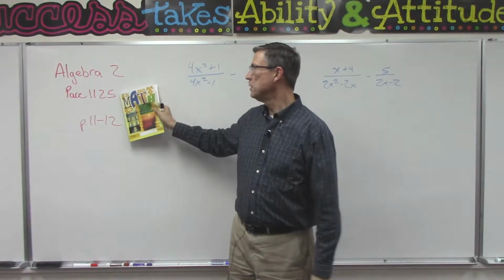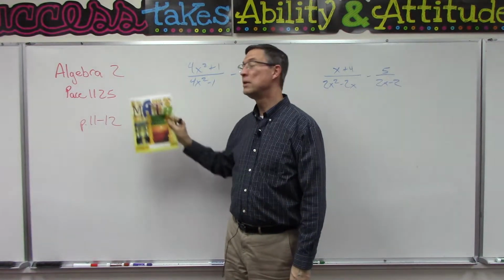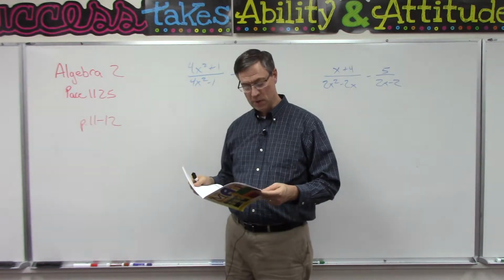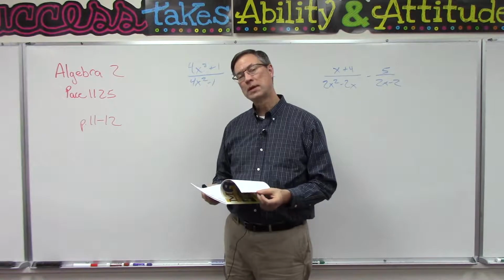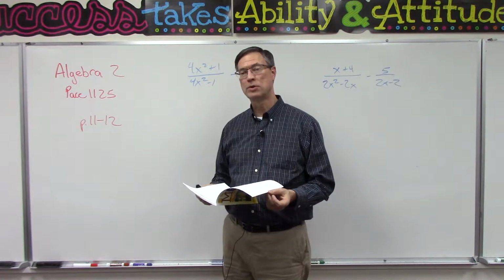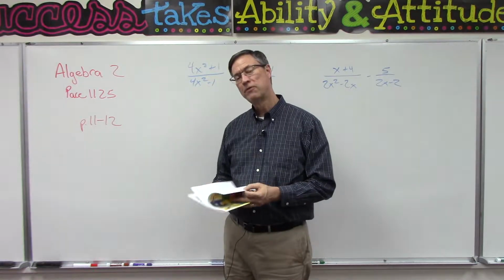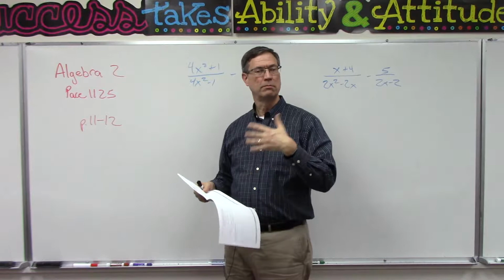Let's begin here on pages 11 and 12 of PACE 1125. In this lesson, we have only five problems. Yay! We're adding and subtracting fractions that have different rational denominators. They have variables in the denominators. We're trying to find a least common denominator, and then we can follow through.